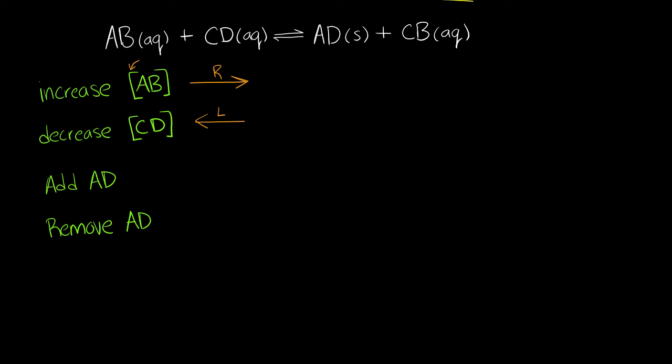Adding AD will shift the reaction equilibrium toward the left, and removing AD will shift the reaction equilibrium toward the right as the reaction tries to replace the removed AD. From these reaction shifts, you can determine whether the relative amounts of AB, CD, AD, and CB will increase or decrease.